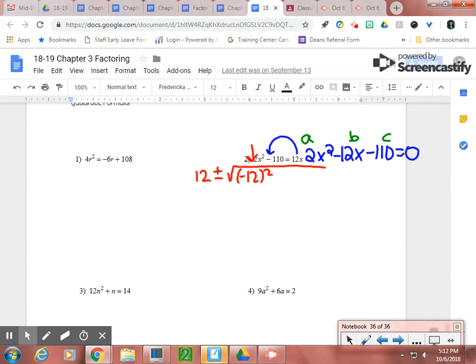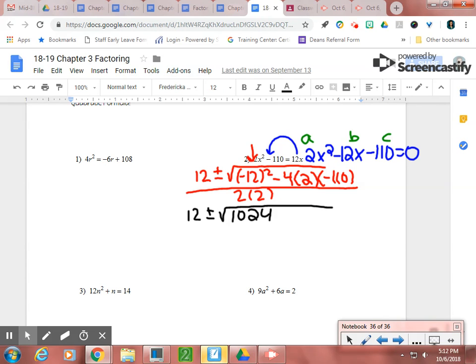It's really important that you put it in just like that, because if you're going to do this all in one step in your calculator, you have to have the parentheses around that. If you don't have the parentheses, it's going to think that it's a negative 144 instead of positive. So then minus 4 times a times c, all over 2a. Again, I'm going to solve everything under the square root, and that's going to give me 1,024 over 4.